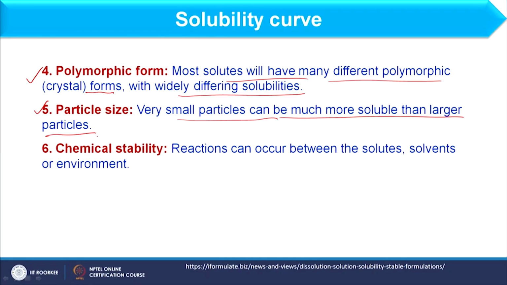Then we have the chemical stability. Reactions can occur between solute, solvent or environment. So we should avoid chemical instability, and we should consider that the solute and solvent should not react with the environment or with each other. All these factors affect the apparent solubility, and now we will discuss nucleation and crystal growth.